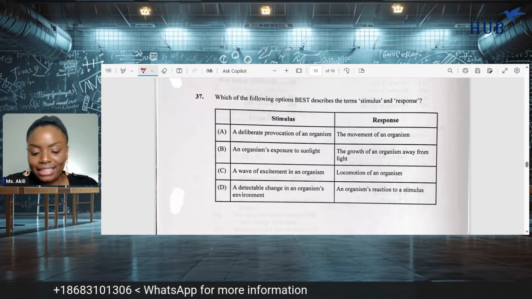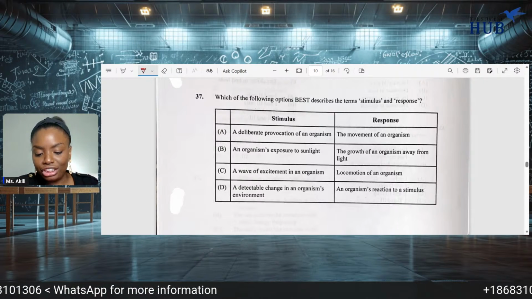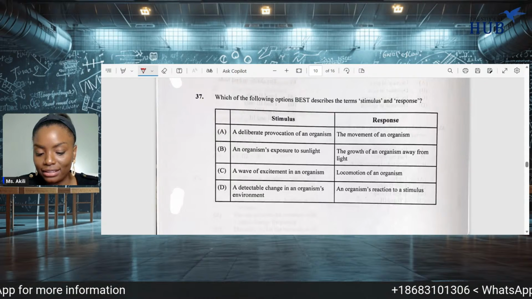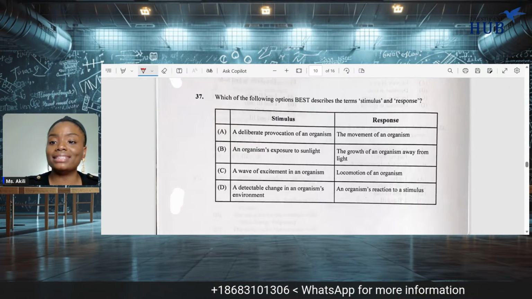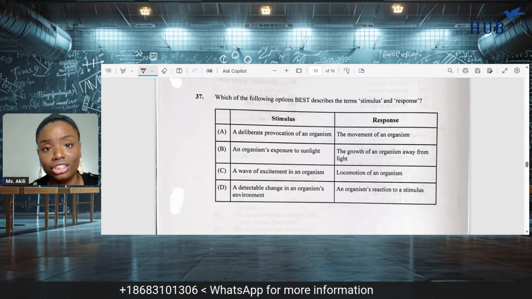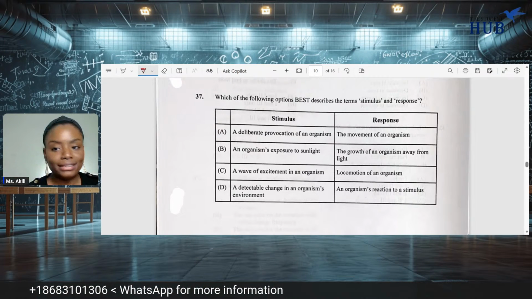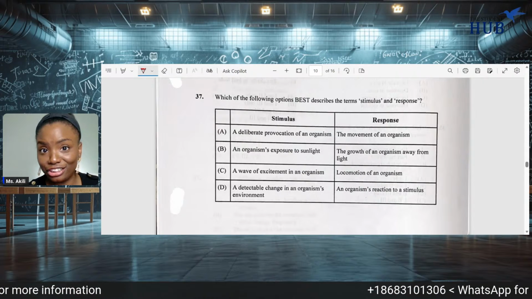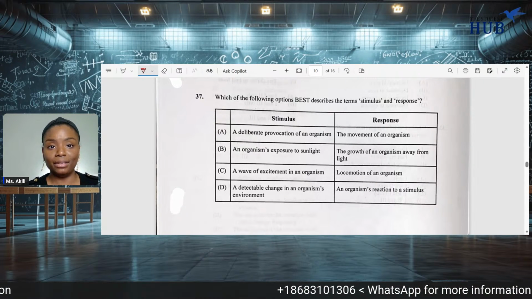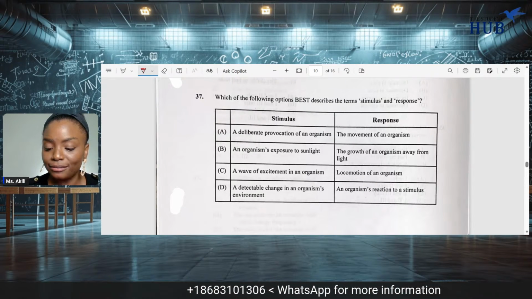So D says that stimulus is a detectable change in an organism's environment, right? So that is being able to detect a change, whether it was a deliberate change, an accidental change, a subtle change, a dramatic change. Once there is change, it is the organism's ability to detect that change, right? So that's giving good for stimulus. It's going to cover all circumstances.